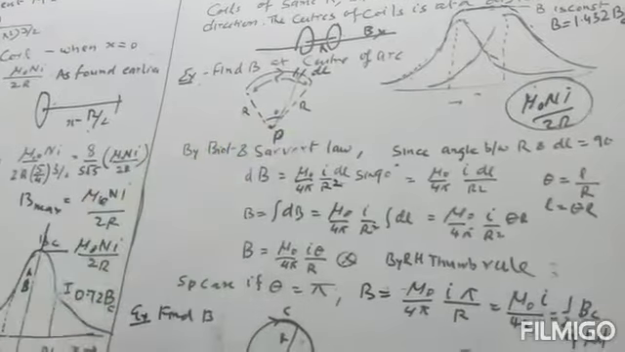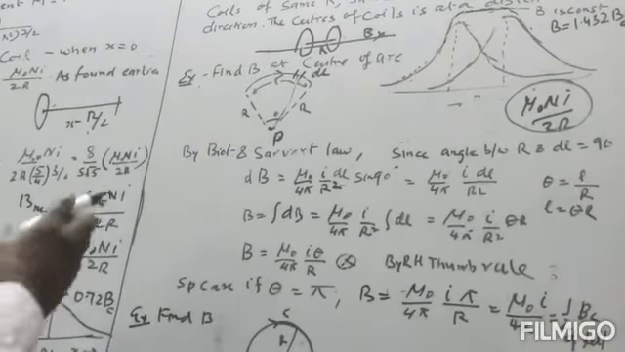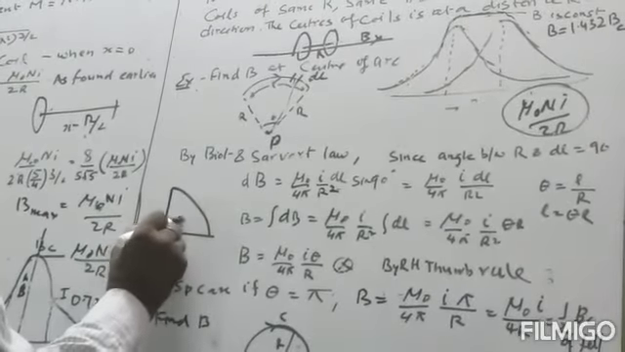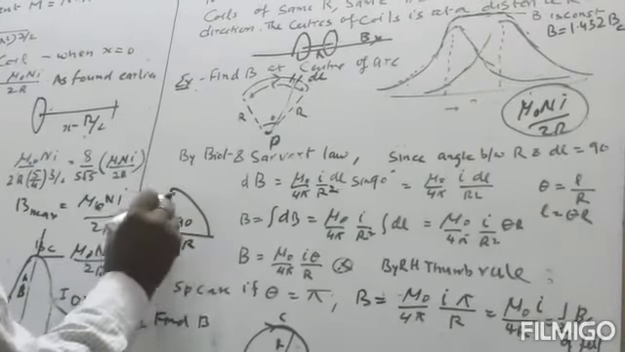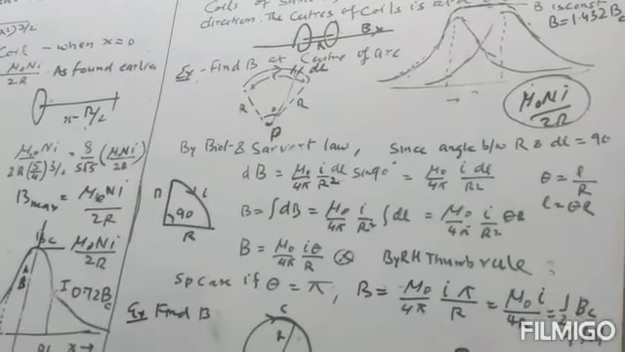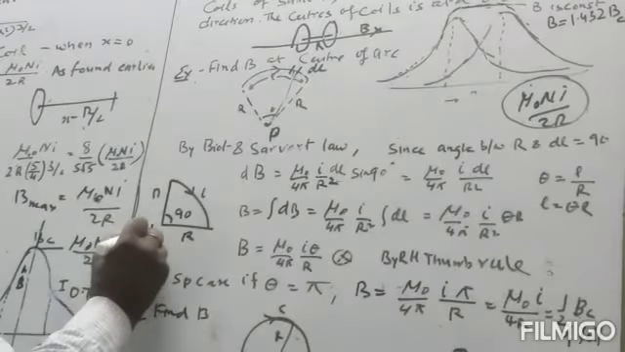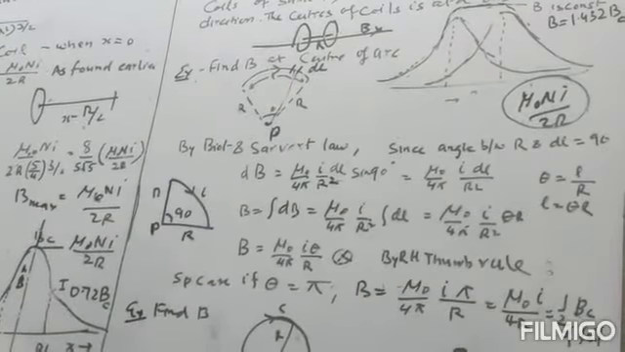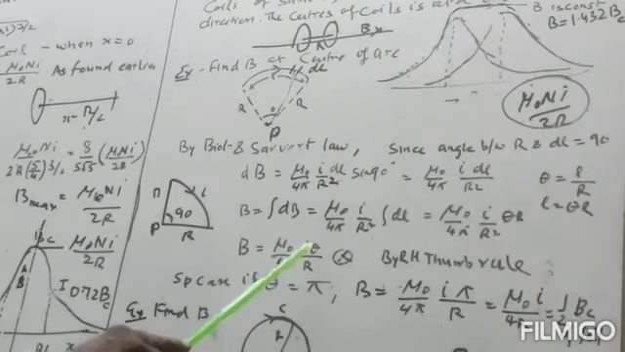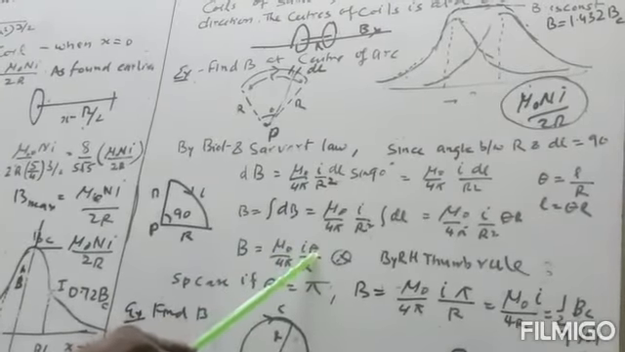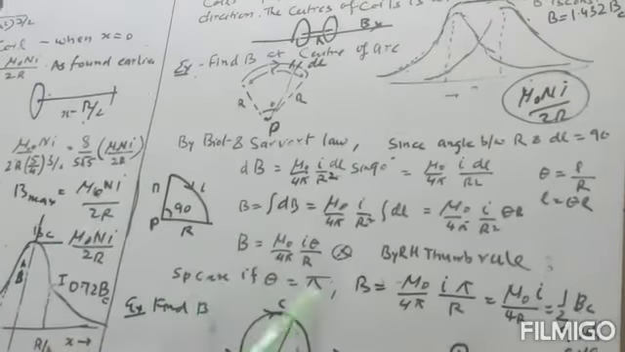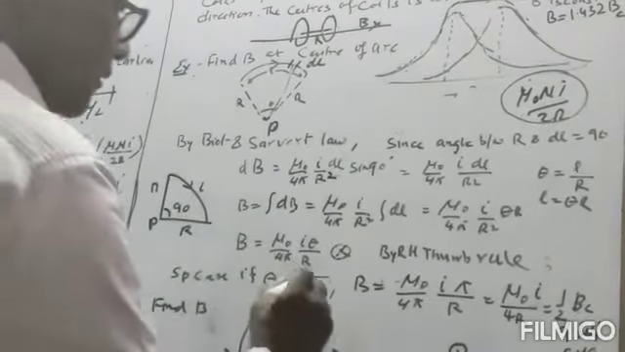Now if theta is equal to 90, it is like this. This angle is 90, this is R, and current I is passing through it. Then what will be the magnetic field at this point P? We just put the value of theta here. So B will be μ0/4π · I theta/R. We substitute the value of theta. Theta will be equal to pi by 2.